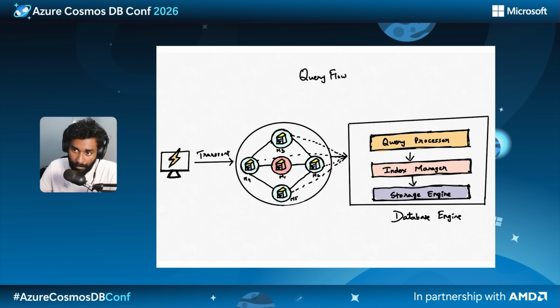Inside the database engine, the request goes through several stages. First, the query processor parses the query and builds the query execution plan. Then the request moves to the index manager, where Cosmos DB performs an index lookup to identify which documents match the query. Finally, the request reaches the storage engine, which retrieves the actual data from the disk, and the result is returned back to the client.